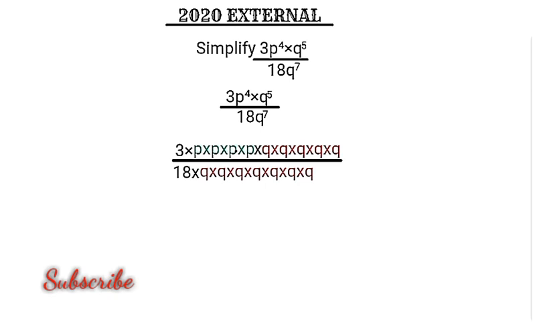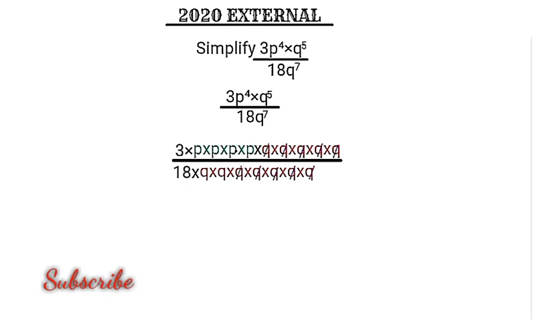Now what we're going to do is divide the numerator by the denominator. Then we are going to use the cancellation method. We are just going to cancel what is on top and what is down. Whatever we find which is common will be cancelled out. So we have q on top and we have q down here, q on top, q down, another q on top, another q down, then q on top, then another q down.